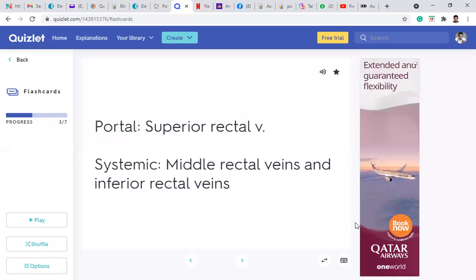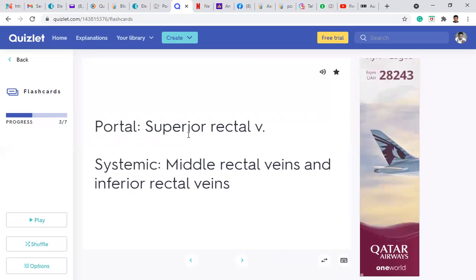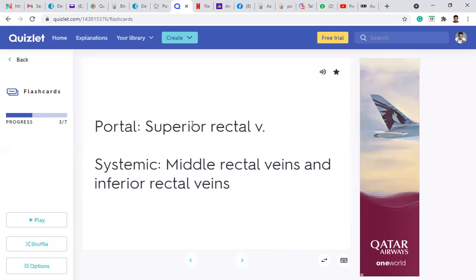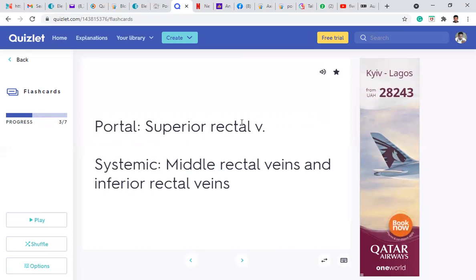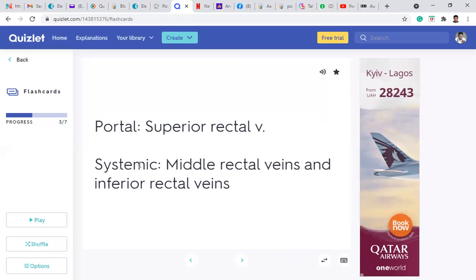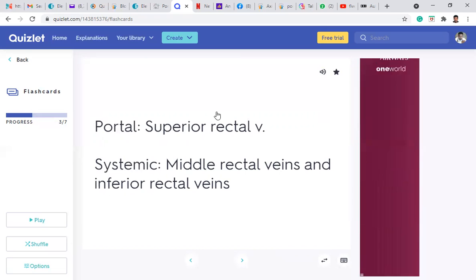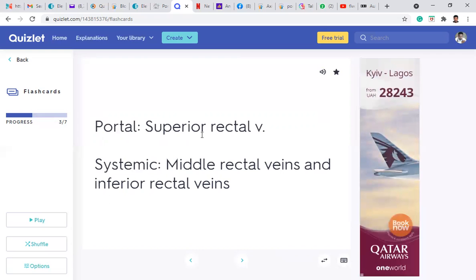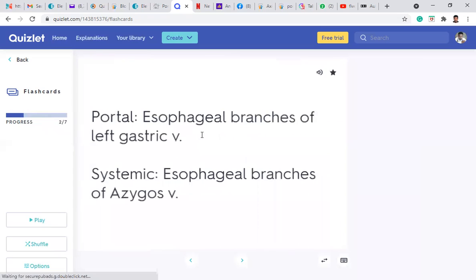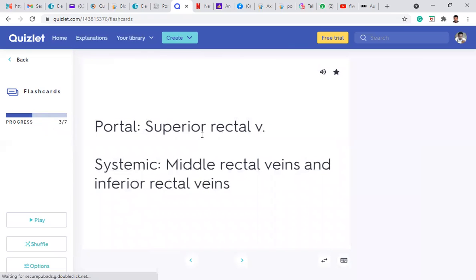Okay, so the next region is the anal region, yeah? The anal region or the rectum. We have anastomosis between the superior rectal vein of the portal system and the middle rectal vein and inferior rectal vein of the caval or systemic system. So this anastomosis is happening in the anal or rectum area.